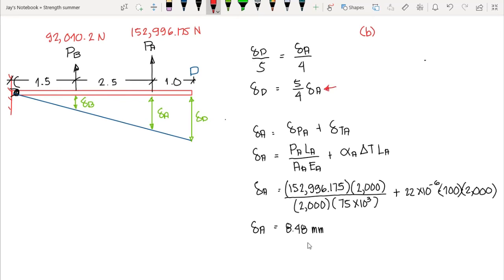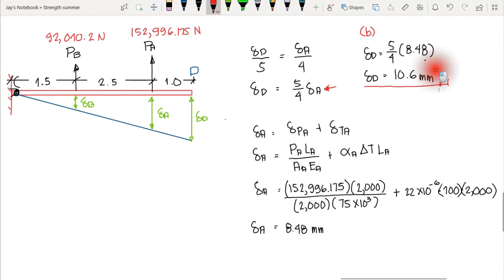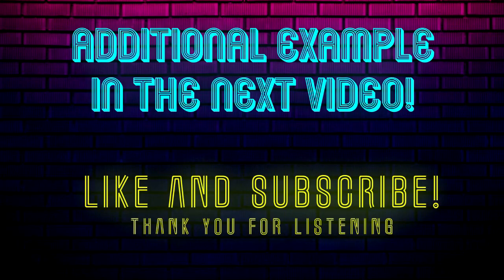Now we use this value of our total deformation of A in this compatibility equation. So therefore, we could have the vertical displacement of D is equal to 5 over 4 times 8.48, which is equal to 10.6 millimeters. So this is the vertical displacement of D. Okay, so therefore we have 10.6 millimeter vertical displacement of point D. So this is our answer to question letter B. And that ends our second example. So let's try to solve another one.